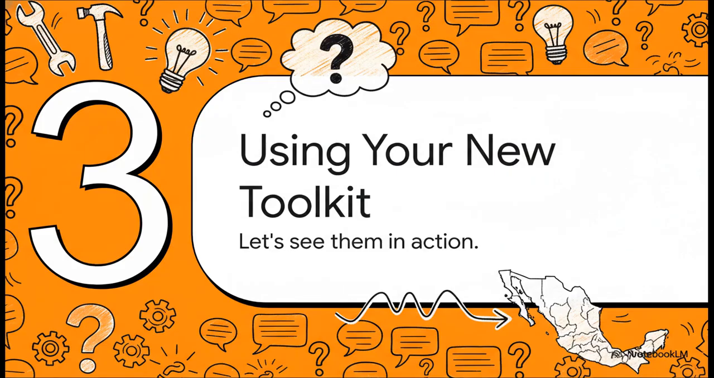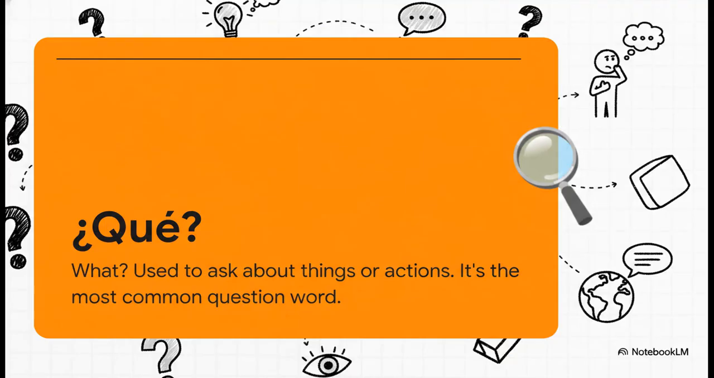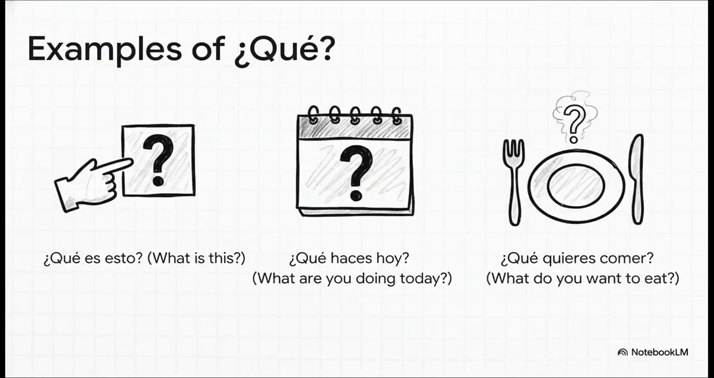All right, so having the tools is one thing, but you've got to know how to use them, right? So let's take these bad boys out for a spin and see how they actually work in real sentences. We're going to start with the MVP, the most common one of all, qué. This is your absolute go-to for asking about stuff, about what people are doing. It's the workhorse of Spanish questions. You're going to use this one a lot. So, if you're pointing at some weird fruit in the market, ¿qué es esto? Wondering about a friend's plans, ¿qué haces hoy? It's simple, it's direct, and it's incredibly useful.